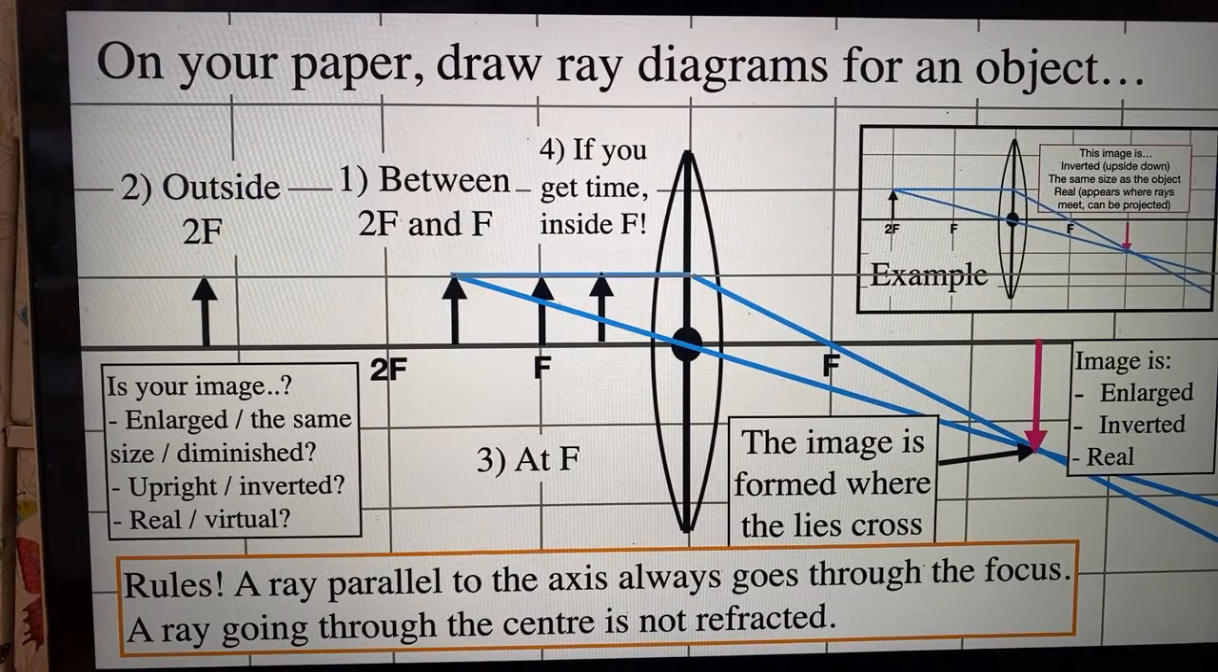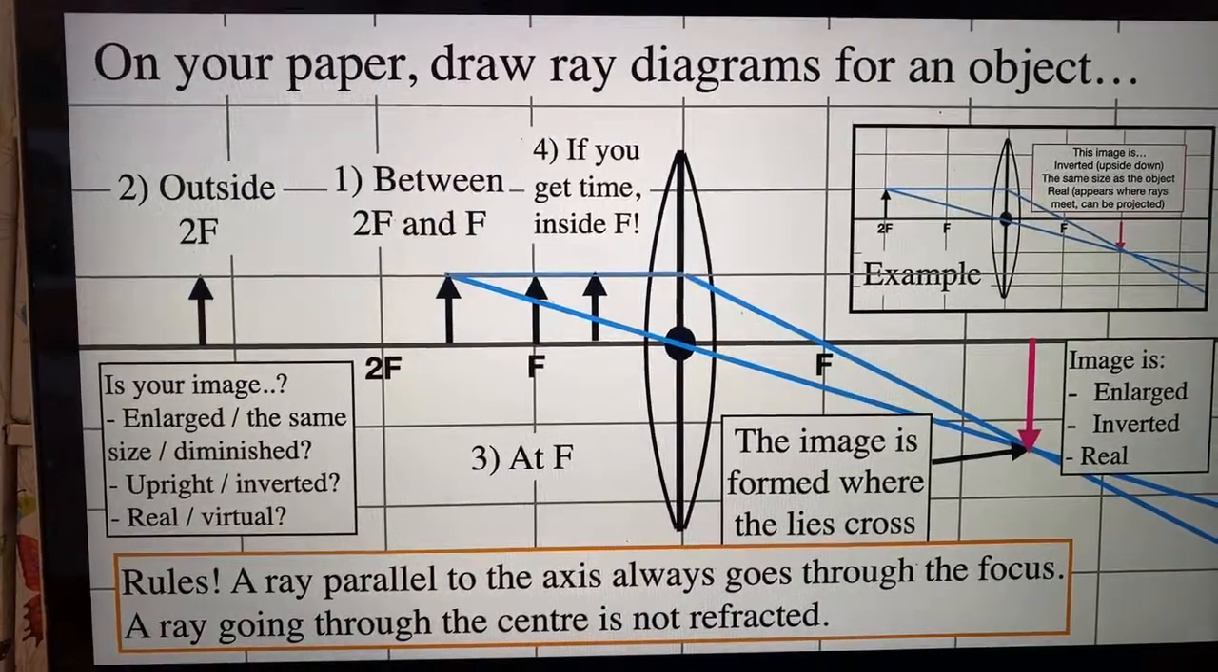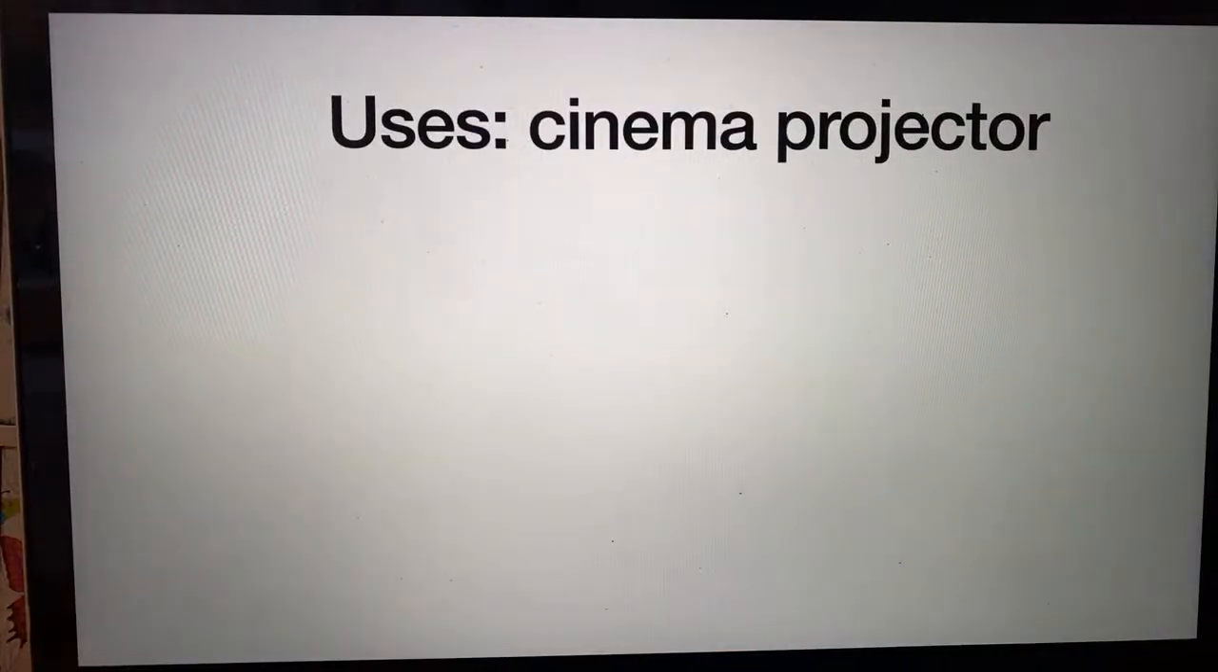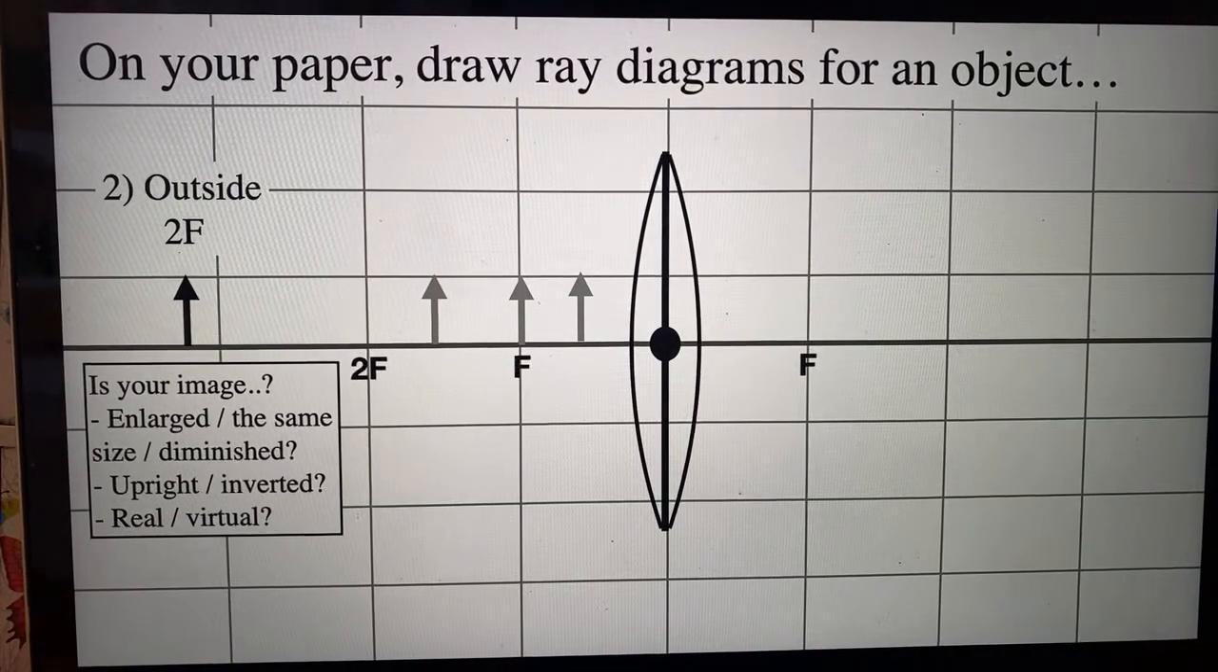Okay, should we go through it? Is that all right? It doesn't matter if you haven't got to the end at all, as long as you've got the vague idea. So yeah, the use of that one was a cinema projector. Okay, let's do number 2, outside of F.